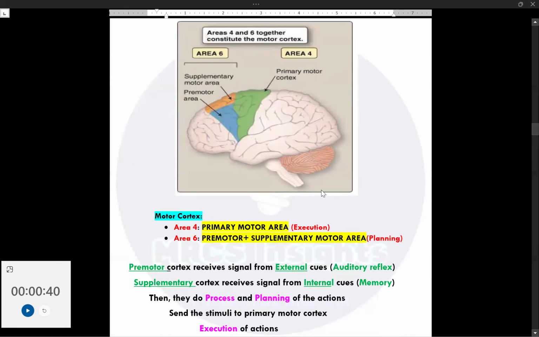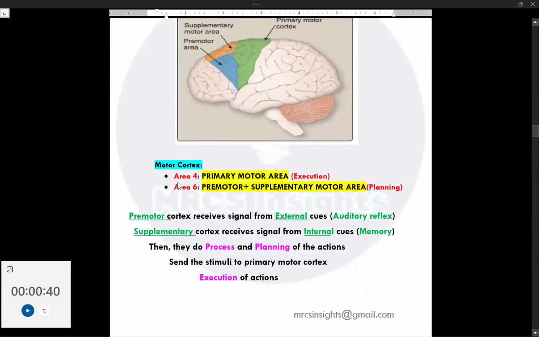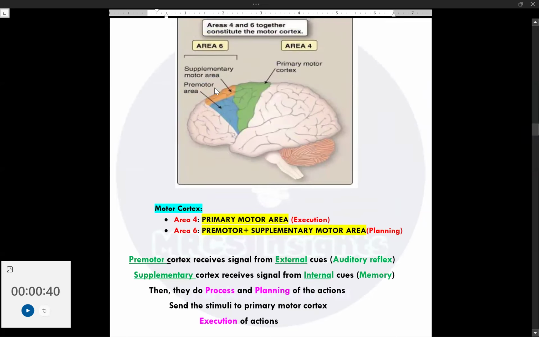So let's see what's the function. Area 4, which is the primary motor cortex, is basically involved with execution of movement. And area 6, the supplementary and premotor area, is involved with planning of the action. So here the planning of the action will occur, and after that they will send the stimulus to the primary motor cortex where the execution of the action occurs.